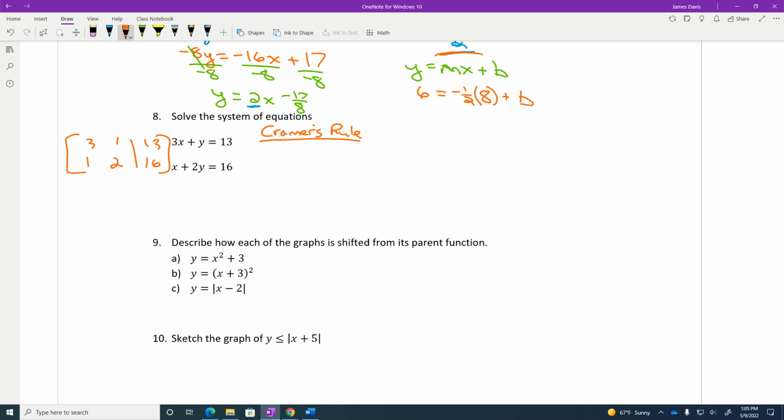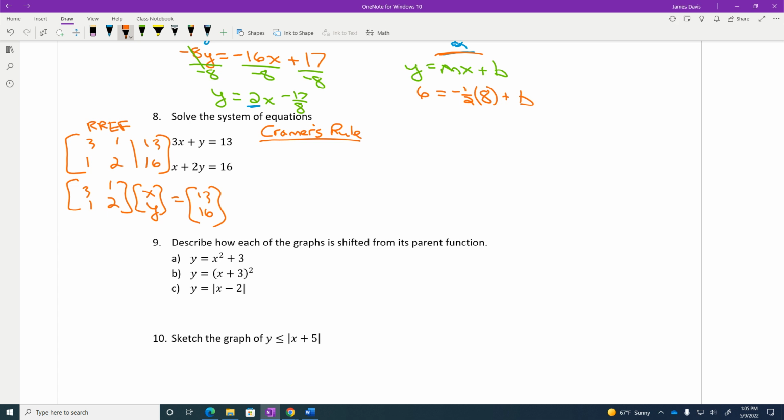Another thing we did is write them like this, and we used reduced row echelon form, where you divide, add, and subtract rows. You're welcome to do that, even on your calculator if you remember how. Another way was inverse matrices. We wrote it as the matrix 3, 1, 1, 2 times X and Y equals 13 and 16, and then you multiply by A inverse. That's another way we did it on the calculators.